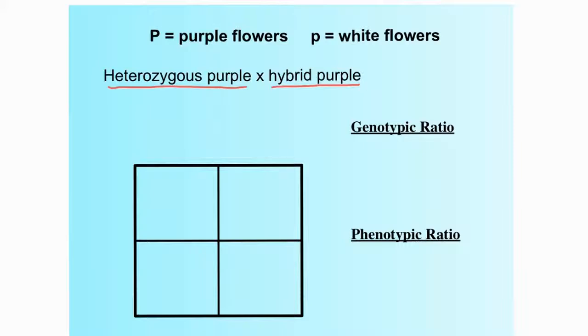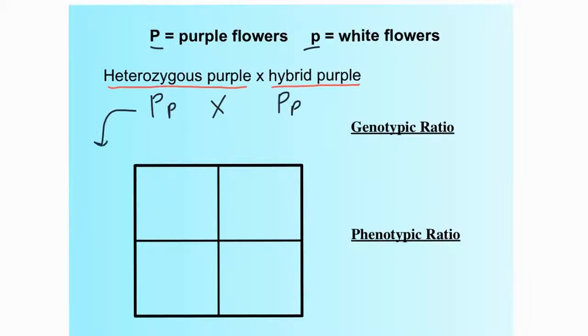All right, so hopefully you knew that heterozygous means different, and we're using the letters P for purple. Heterozygous means different, so that means we're going to have a big P and a little p. And we're going to cross that with a hybrid purple. Now hopefully you know that hybrid and heterozygous mean the same thing. So it's also going to be different. So we're going to have one big P, one little p.